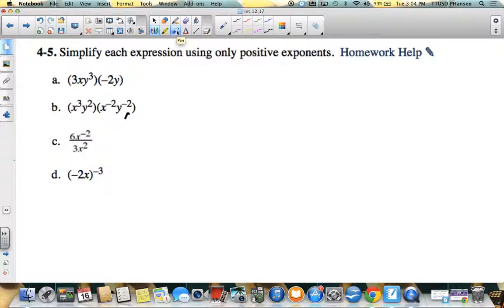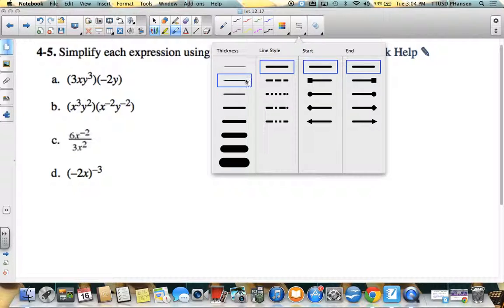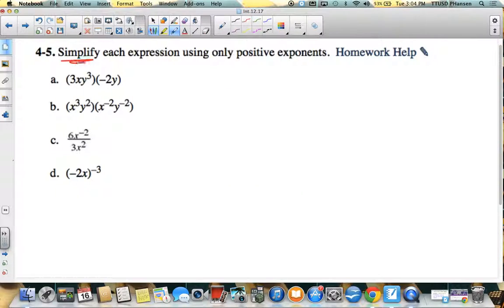Okay, next thing is we're going to do some work on exponents. And this is number 4-5 in your textbook, so follow along again and write everything down on your paper. First thing, we'll go over the instructions. We're supposed to simplify, so use all your properties of exponents, and your final answer should have only positive exponents.